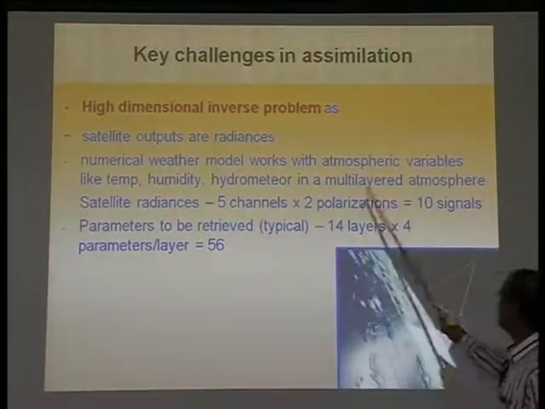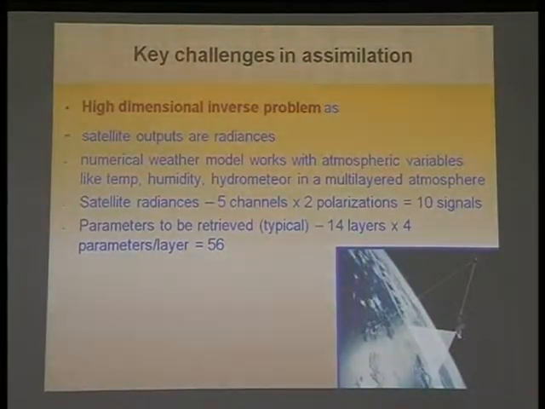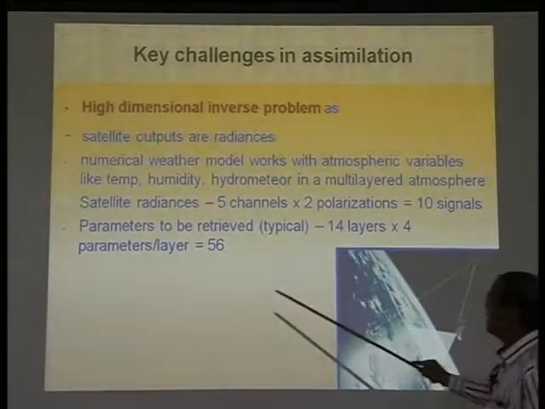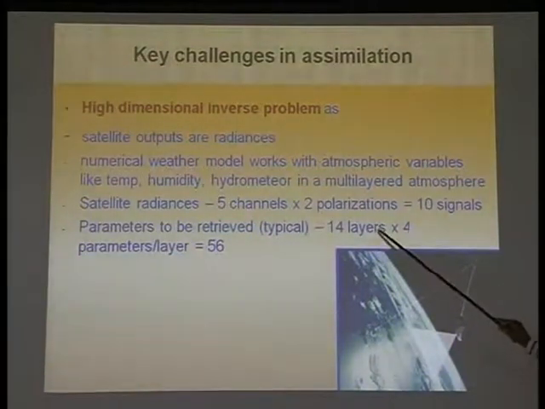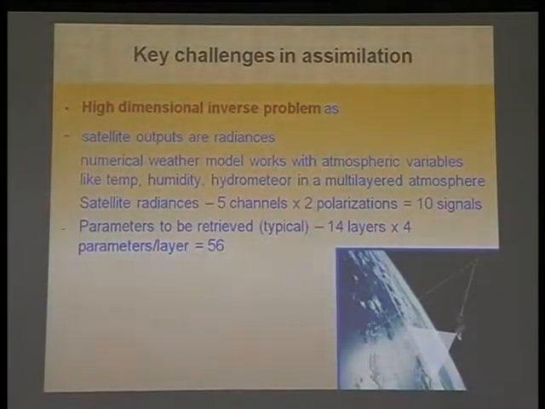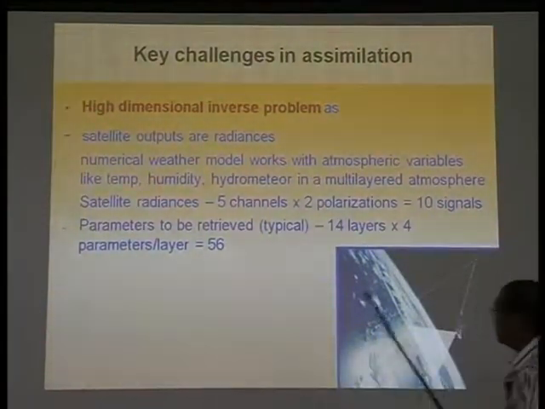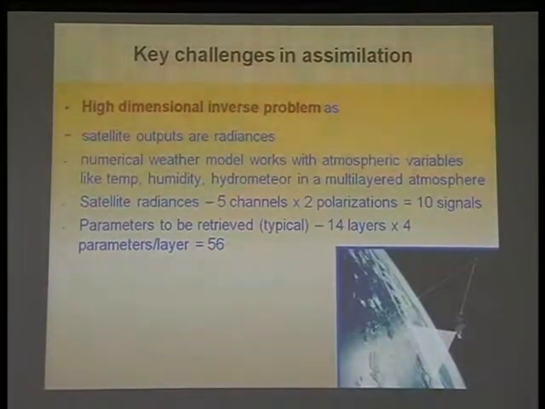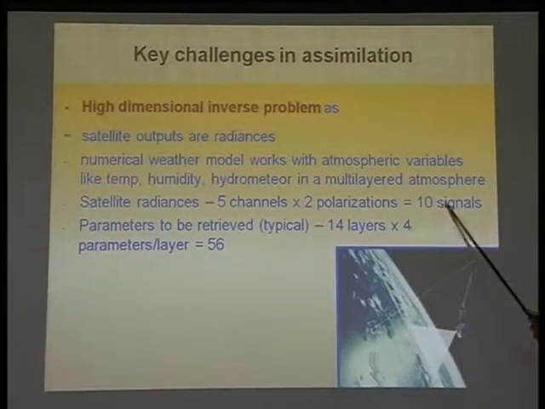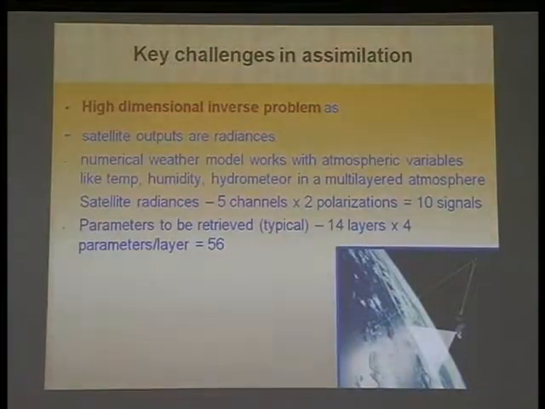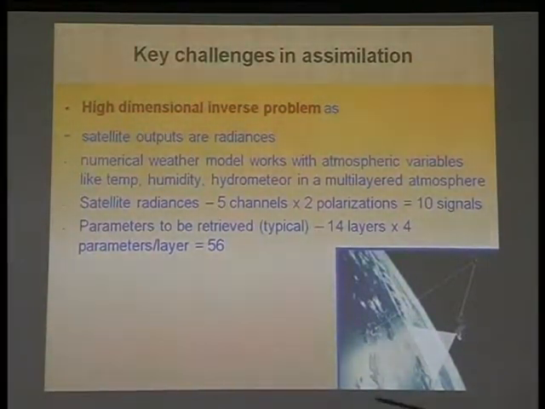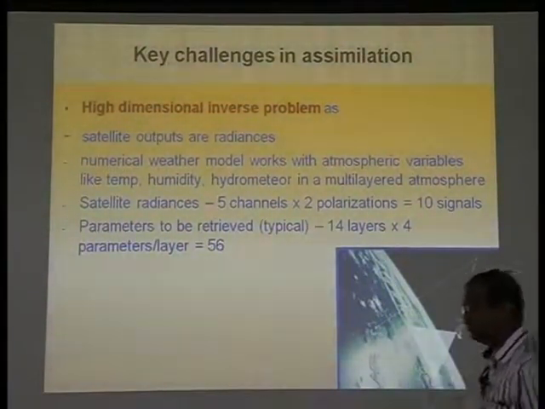Typically, for example, TRMM, the most successful mission of NASA and JAXA, has 5 channels and 2 polarizations, so you've got 10 signals. So there is 10 minus 1, it is actually 9. The parameters to be retrieved are, if you divide the atmosphere into 14 layers, with 4 hydrometeors per layer, something like 56 parameters. So there could be several combinations of the 56 parameters which may give rise to the same signature, that is the 9 brightness temperatures. Therefore, essentially you are starting off with a severely ill-posed problem.